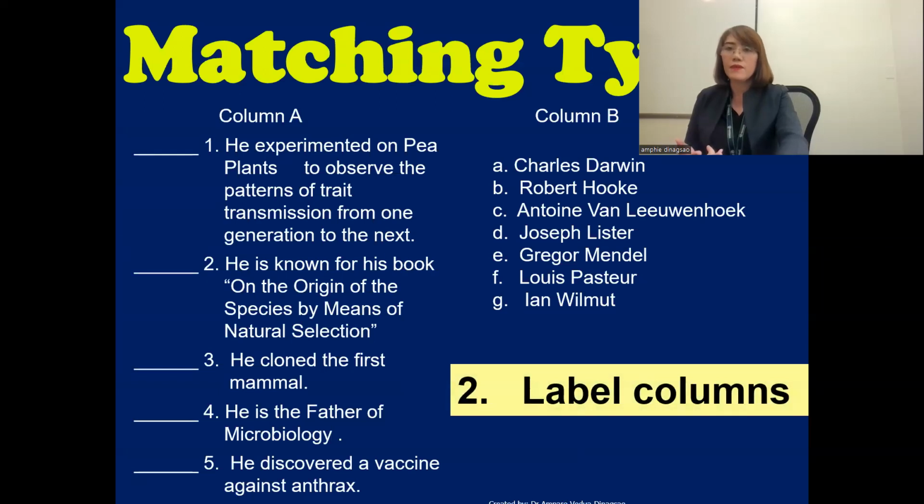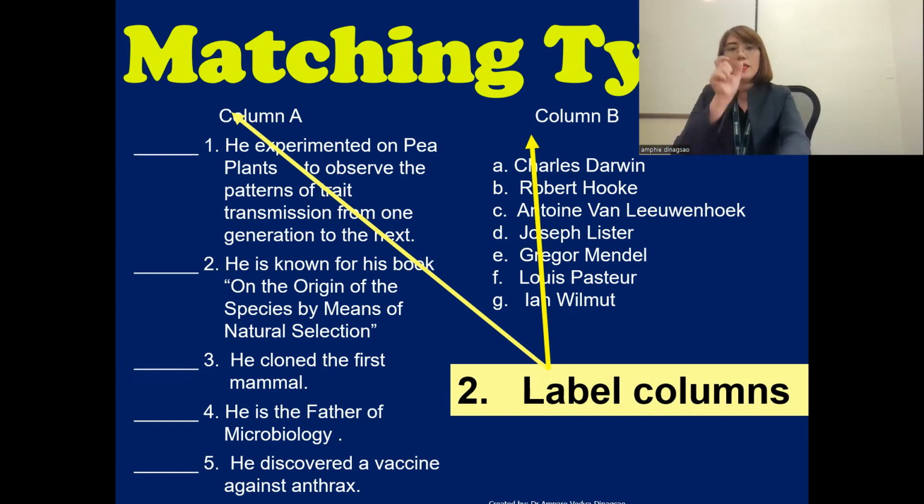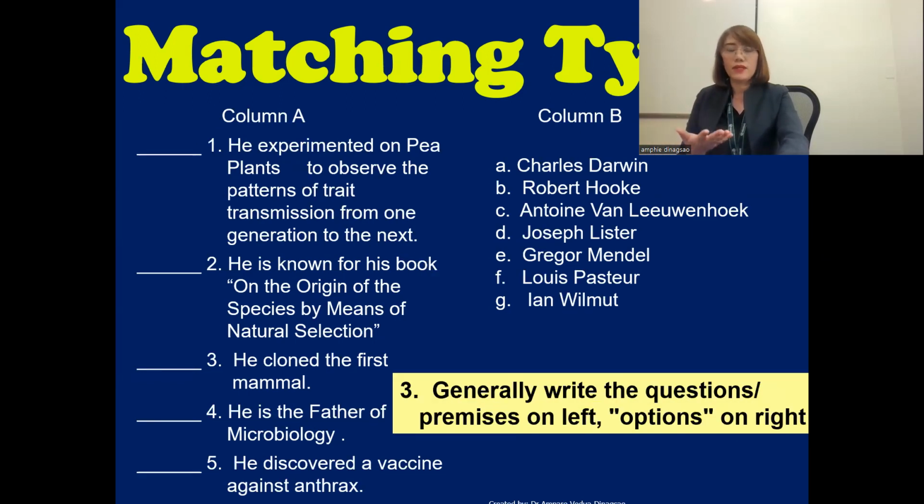And then, of course, another guideline is that you have to label the columns. You should have column A labeled and column B labeled. In this one, you can label column A as description or contribution, and then column B could be the names of scientists. Or column A could be the function of the laboratory tools, and then column B would be the tools themselves.